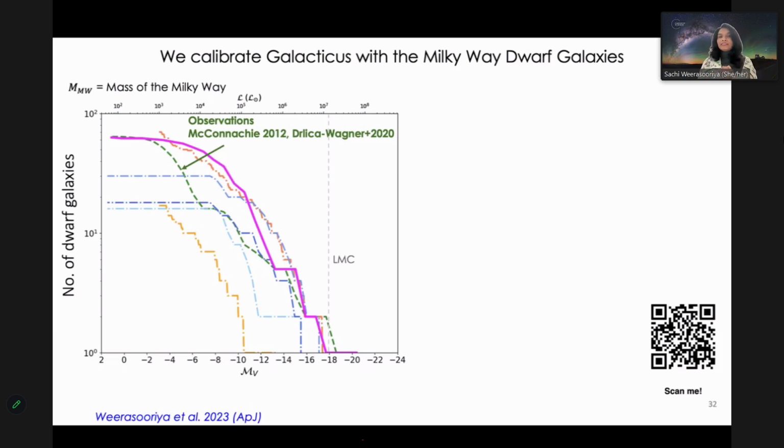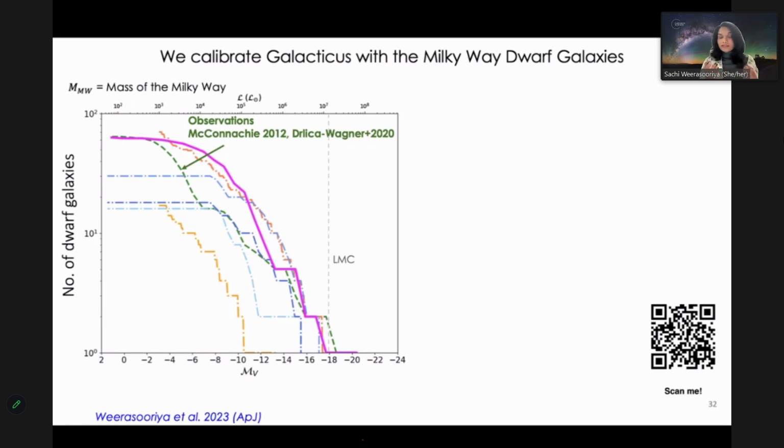Okay, so how do we calibrate our dwarf galaxies? We calibrate this with the Milky Way dwarf galaxies because the observations are very much complete and this is a well-known system. So we start with what we know. Here you can see the luminosity function. This is the cumulative number of dwarf galaxies that we see at absolute V band magnitude. Absolute V band magnitude is a measure of brightness. So as you go from left to right on the x-axis, the brightness increases.